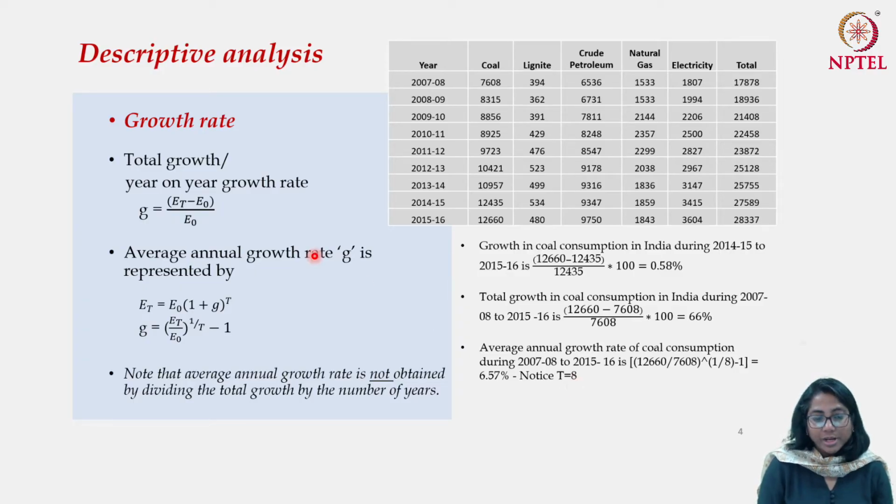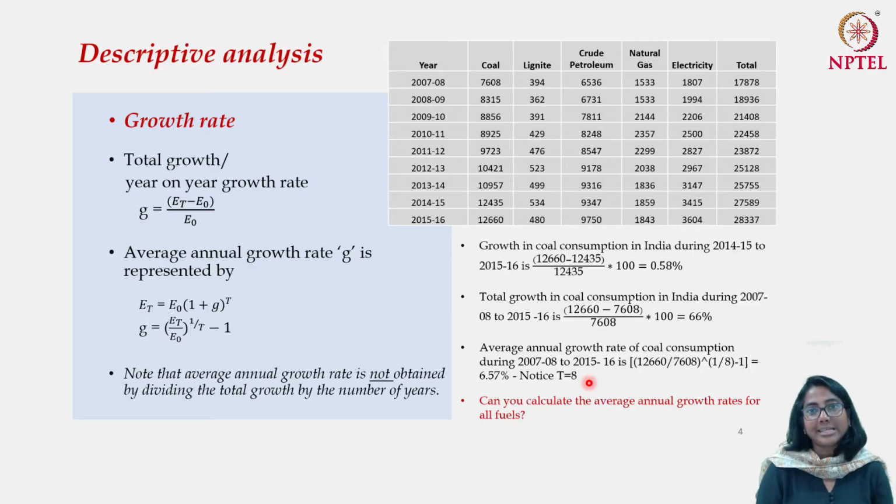And you see here what we are doing, we are saying E naught, we are not starting from E1. We are putting the power as capital T when we are starting with 0, right? E0 to ET. Therefore, the T that you are using should not be 9, but the T that you are using should be 8. So these are the 2 points of caution that you have to maintain when you are calculating the average annual growth rate.